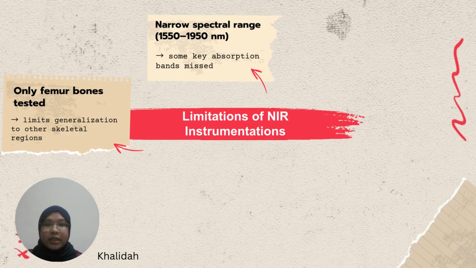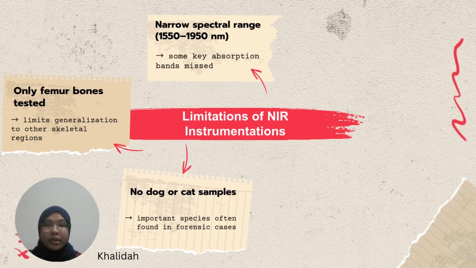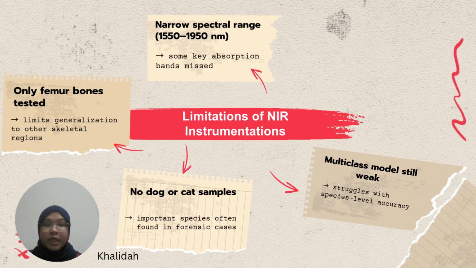Another major limitation is the absence of dog and cat samples. Even though these species are commonly found in forensic cases, especially in Malaysia, without them, the model is less useful when trying to quickly tell human remains apart from domestic animals. The multi-class deep learning model also struggles with species that have overlapping spectra. This is especially true for humans and cattle, which share similar long bone structure and mineral-organic ratios.